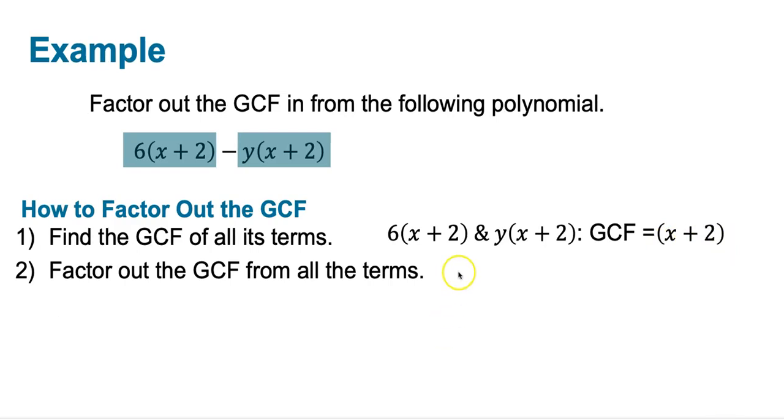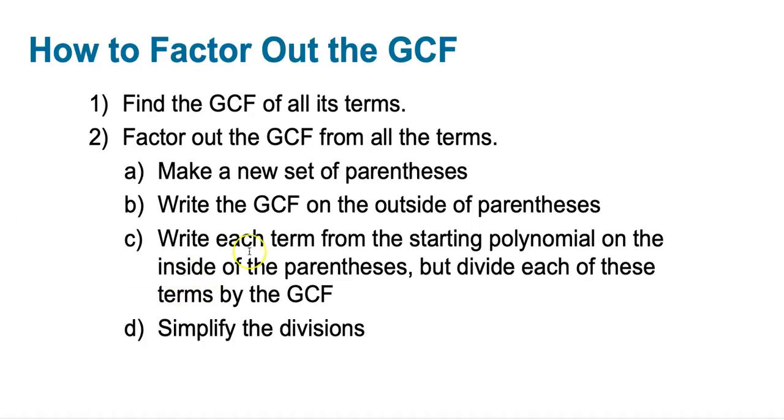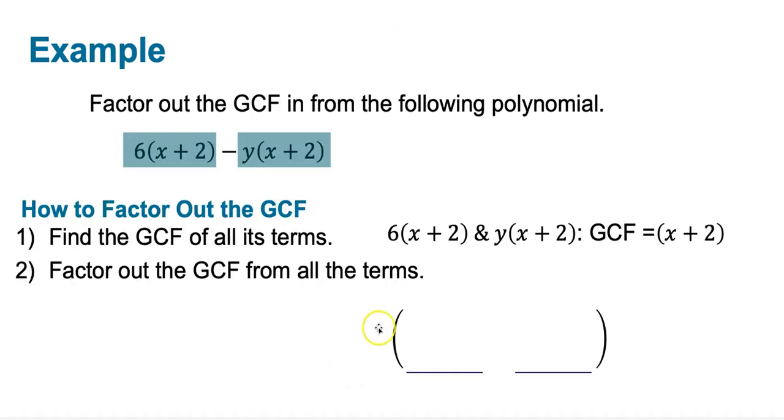Okay, we found the GCF. Now, let's factor out the GCF. Remember how we do this. Make a new set of parentheses, write the GCF on the outside of the parentheses, write each term from the starting polynomial on the inside of the parentheses, divided by the GCF, and then simplify those divisions. Here's those parentheses. I have two terms in the original polynomial, so I put two blanks to fill in those two terms on the inside of my factored form.